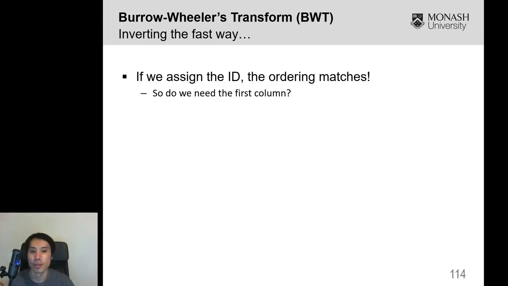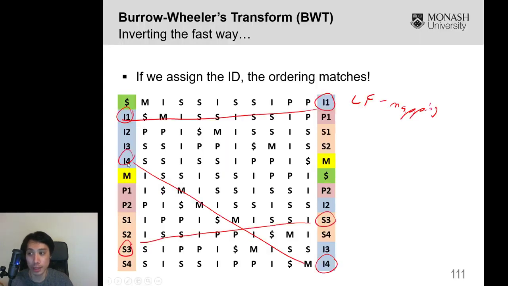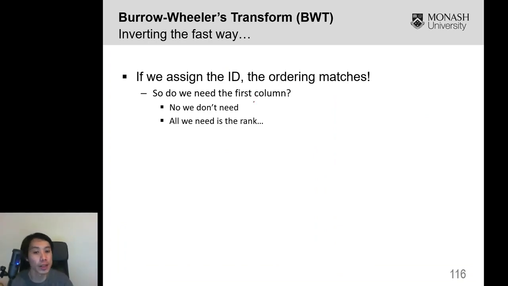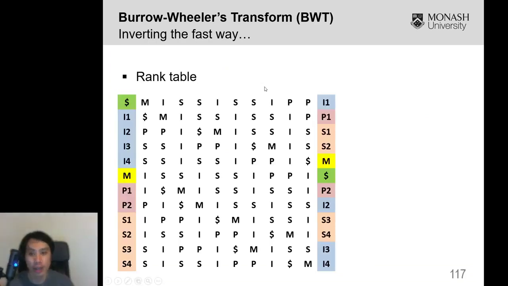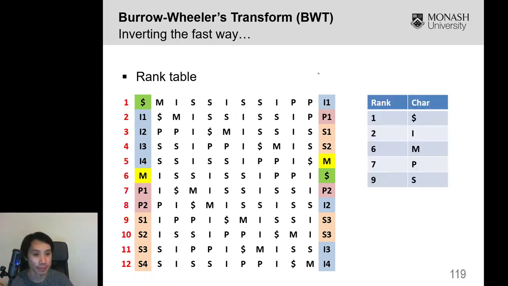So will we require the first column? The answer is no. Over here I showed you the first column as a visualization, but when you implement it, the first column is not required. Why is the first column not required? I only require a rank table. And how are you supposed to build your rank table? The first one is always your terminal, so after the first one it will be the second position, and the second position will be for I.